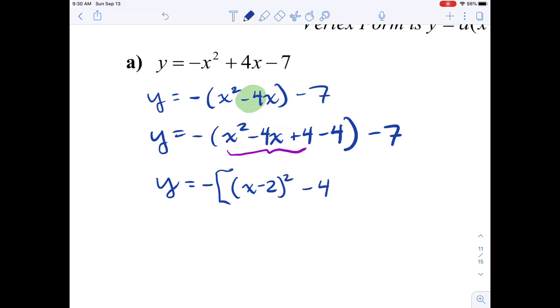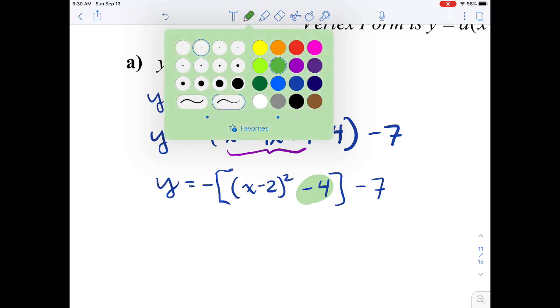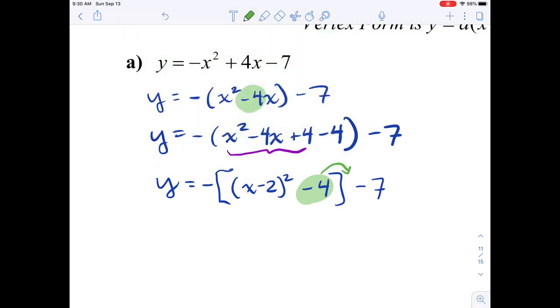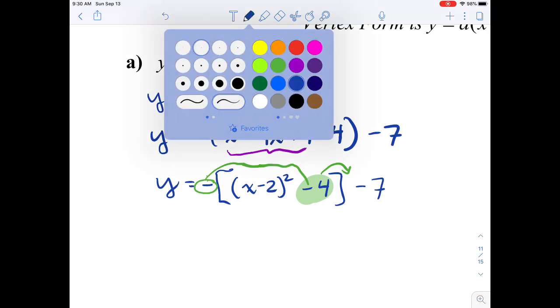Of course, we still have this extra minus 4 that we have to do something with. But now the minus 4 we can move outside of the bracket. When we move it outside, we have to multiply it by anything else outside the bracket with it. So it's going to multiply by a negative, and it's going to become a positive 4 outside of the bracket.